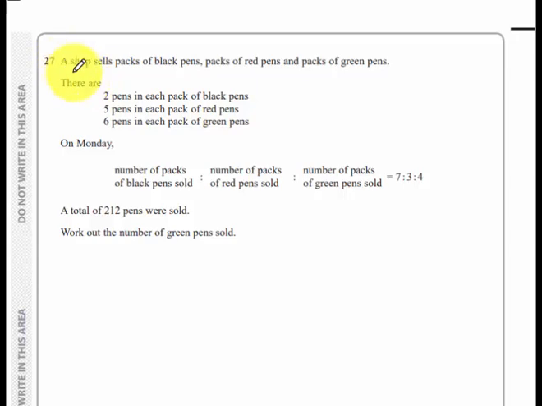Question 27. A shop sells packs of black pens, packs of red pens and packs of green pens. And here we can see how many pens there are in each different coloured pack. On Monday, we have a ratio of the number of packs of pens sold, 7:3:4, and a total of 212 pens were sold. Work out the number of green pens sold.